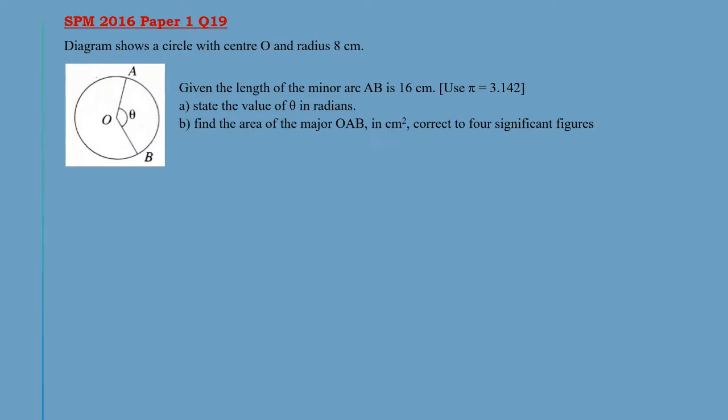Okay, one question from paper 1. I want you to see this word, minor arc, and then there's a major. So I want you to see what is minor and major here. You have a circle with the center O, and the radius is 8 cm. The smallest part of the sector, we call it minor. The biggest part here, we call it the major.